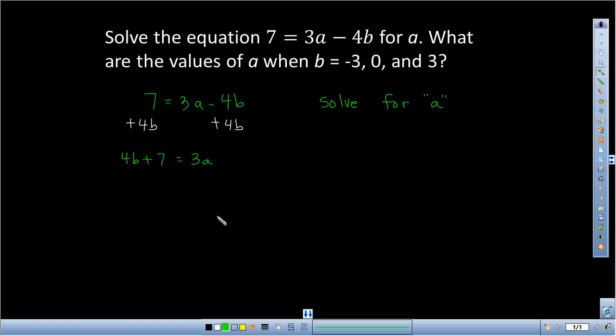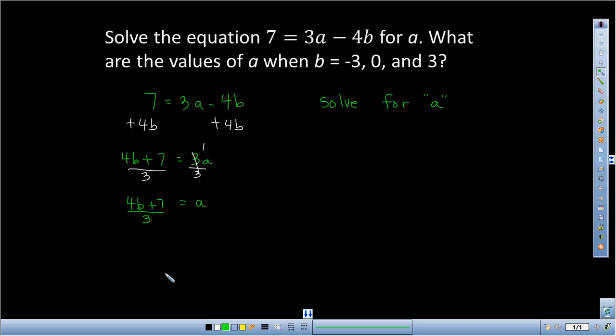Now that we have our updated equation, we can look at how we undo multiply by 3. Well, the opposite of multiplying by 3 is dividing by 3. So if we use the division property of equality, if we divide the right side by 3, we're going to divide everything on the left side by 3. 3 divided by 3 is 1, and so sure enough, we've isolated the variable. We have a is equal to, and the numerator is 4b add 7, and the denominator is 3. So 4b added to 7, all divided by 3, is equal to a.